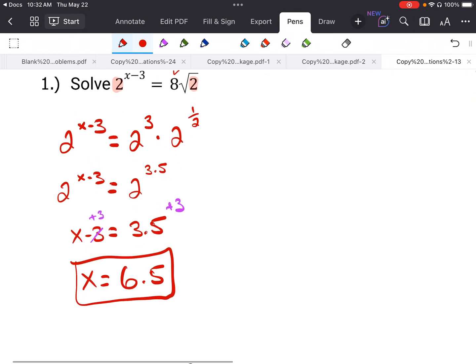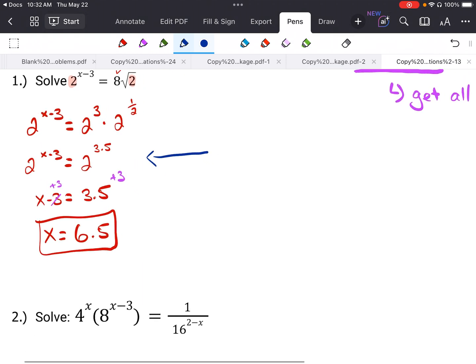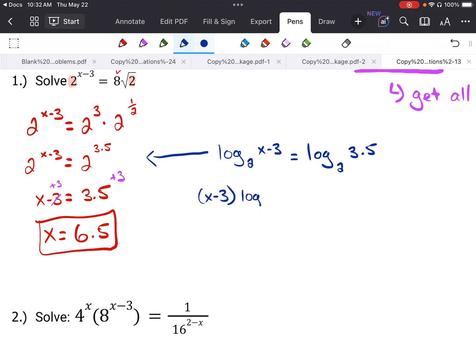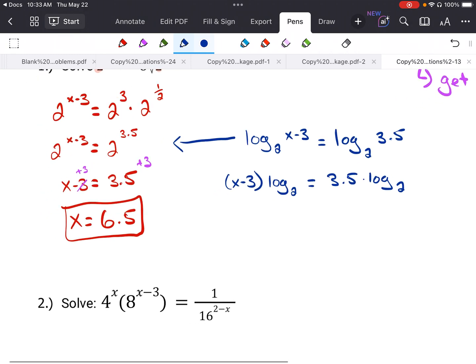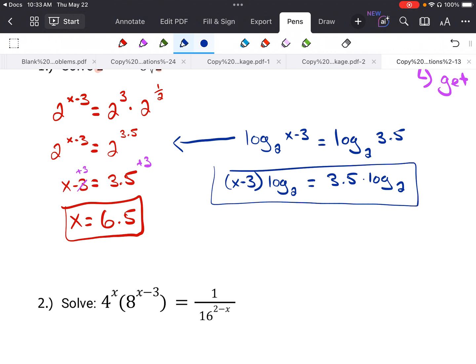If you're wondering in terms of logs, let's just make a quick note here. This line really means the log of 2 to x minus 3 is equal to the log of 2 to 3.5. And we know through our log rules, it becomes x minus 3 times log 2 is 3.5 times log 2. And that's where we can also get the x minus 3 equals 3.5. Okay, you don't have to do it the log way. You can choose whatever way you want, but that's just another option.